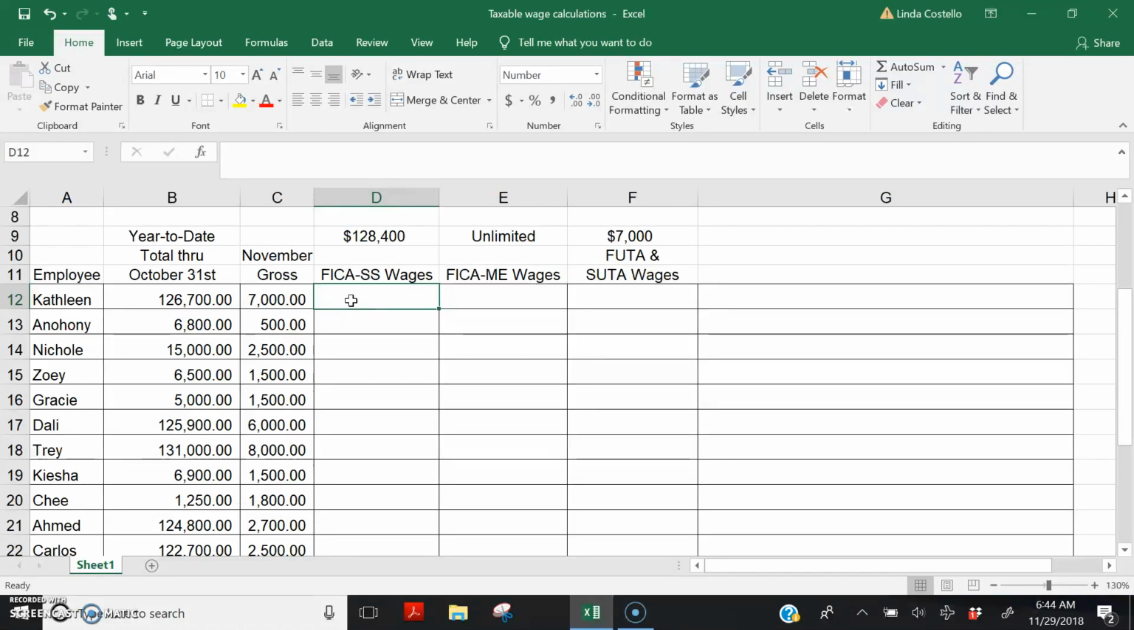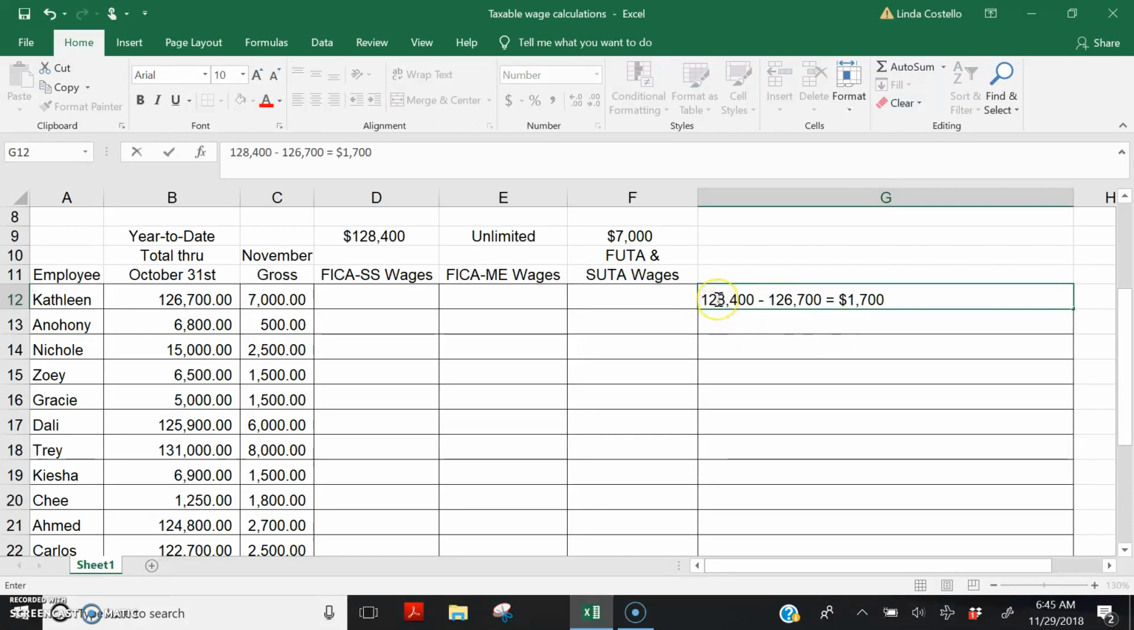The easiest way to make that calculation is to subtract the prior year-to-date gross wages from the wage base. That will calculate the remaining salaries subject to FICA Social Security tax for the rest of the year. Let's do that calculation. $128,400 wage base minus $126,700 wages on which tax have already been paid equals $1,700 of wages still subject to FICA Social Security tax.